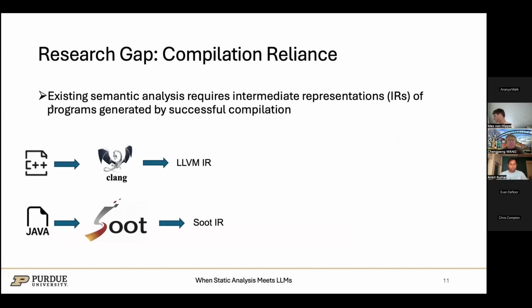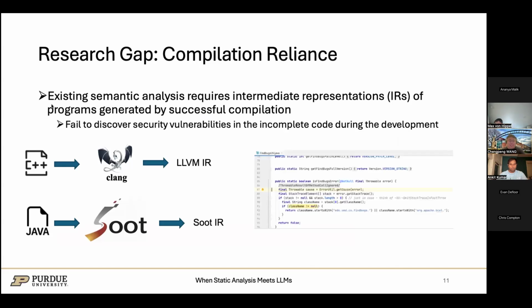But here, the question is, if we write the code in the IDE, the code itself is incomplete. We cannot compile it. So in this case, we cannot obtain the intermediate representation. So how do we analyze the code with existing techniques? Unfortunately, the answer is that we cannot directly apply existing static analysis techniques.